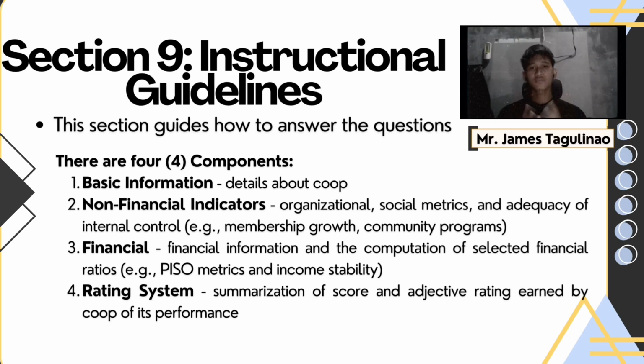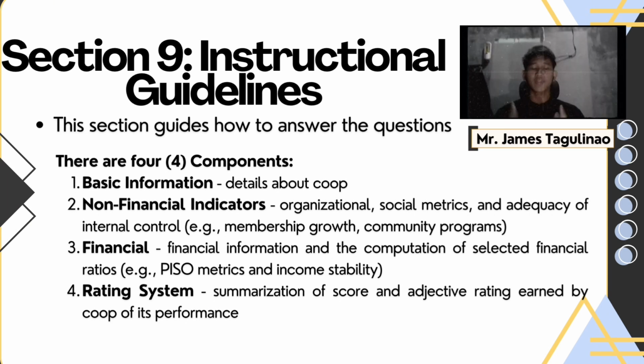The third component of the questionnaire is the financial component. This part includes the cooperative's financial information, such as data needed to assess its financial condition and the computation of selected financial ratios. And these ratios help measure how stable, efficient, and sustainable the cooperative is. And lastly, we have the rating system. This is where all the results from the previous components are summarized. The cooperative is given a total score and an objective rating showing how well it performed overall. This makes it easier to understand the cooperative's performance at a glance.